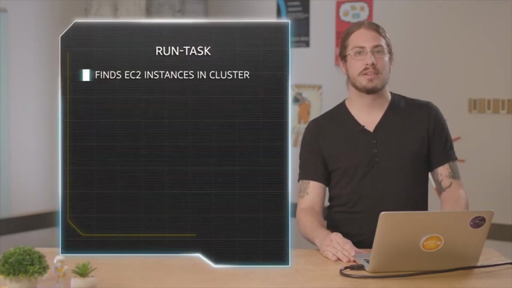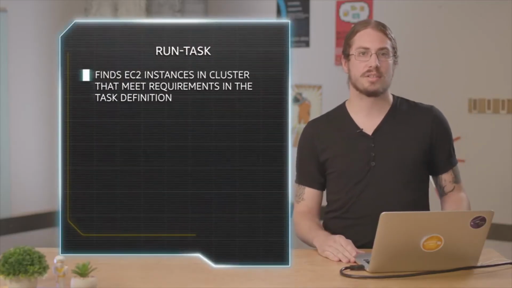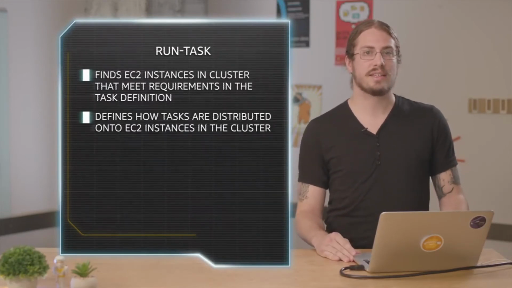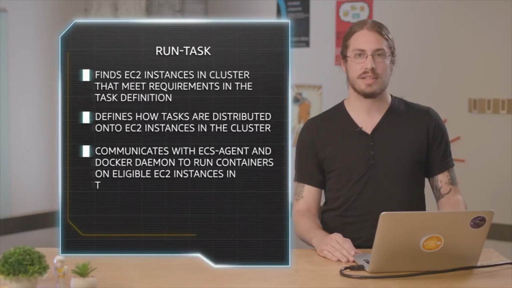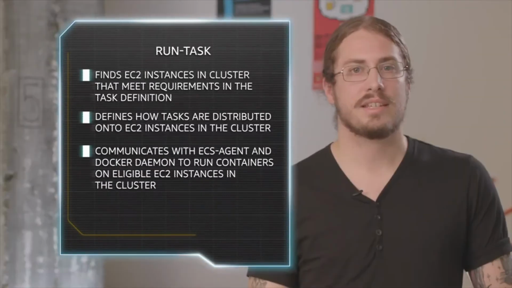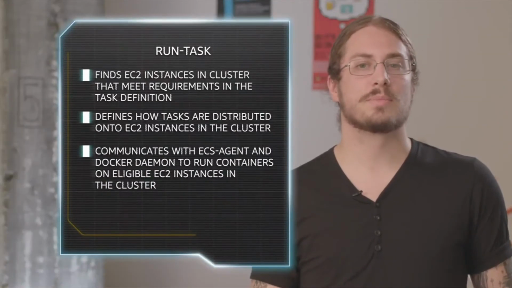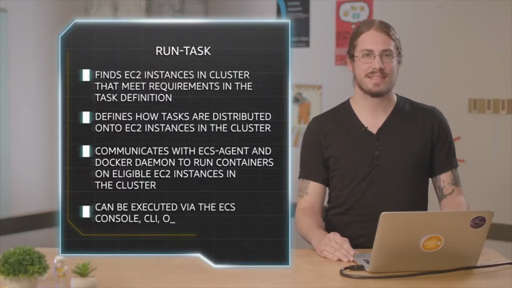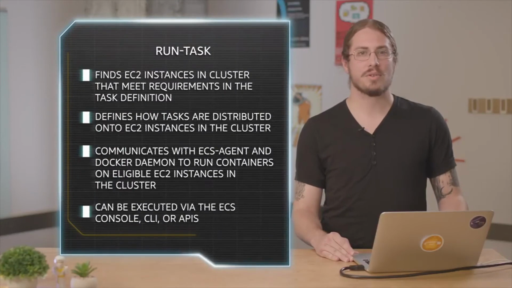ECS is responding to my request by finding machines in the cluster that have spare CPU and memory to run the task, and then it tells the agent on that instance to communicate with the Docker daemon on the instance and start the tasks. As an engineer, I no longer have to worry about the specifics of running my code on a machine. I just have a farm of machines with compute capacity, and by making a single API call, I can launch my code somewhere in that cluster of instances.